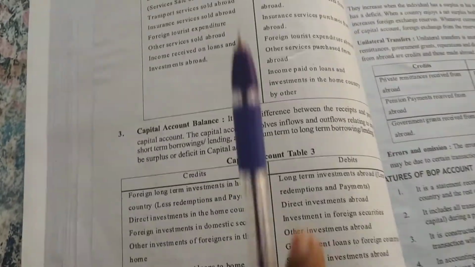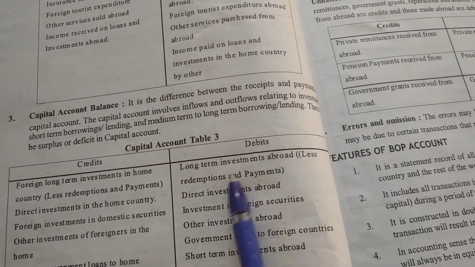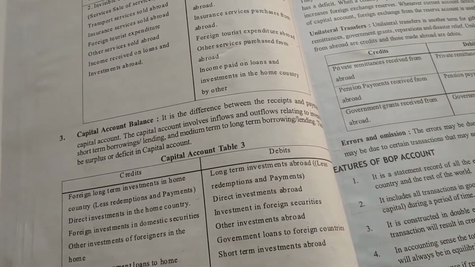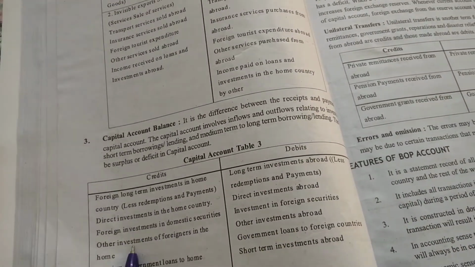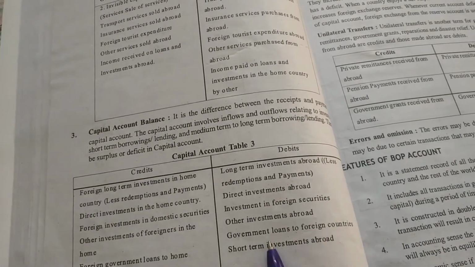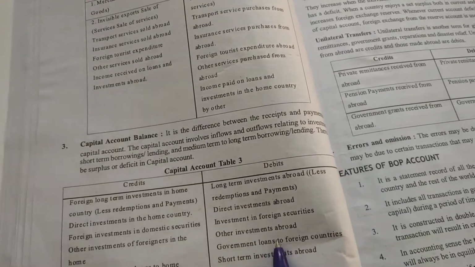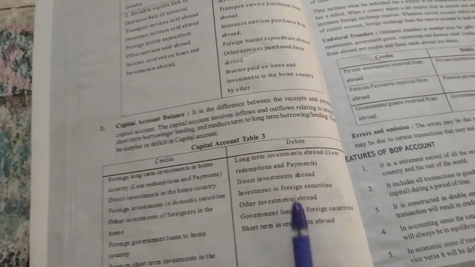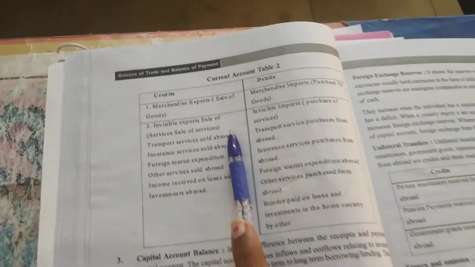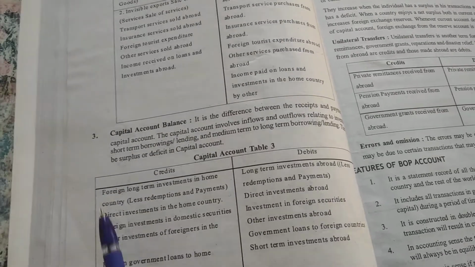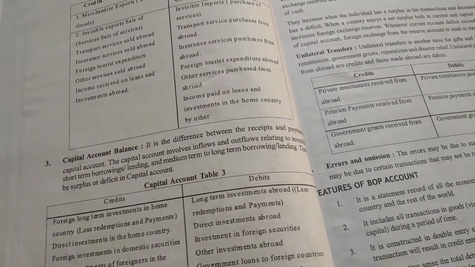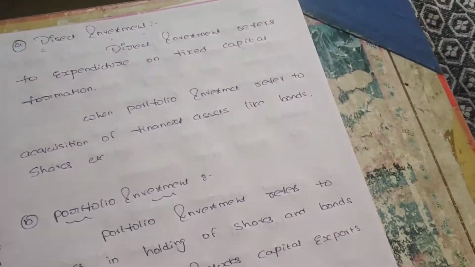On the debit side, there is long-term investment abroad, direct investment, investment in foreign securities, other investments abroad, government loans to foreign countries, and short-term investments abroad. We are giving money to foreign countries. This is the capital account overview. In credits, it is all related to our home country, and in debits, it is all related to abroad. This is the overview of the capital account.